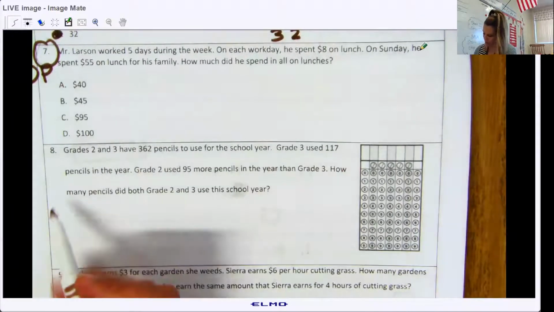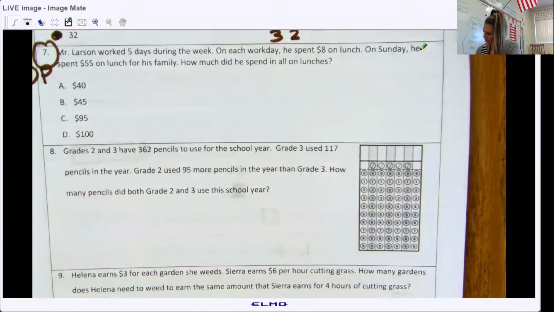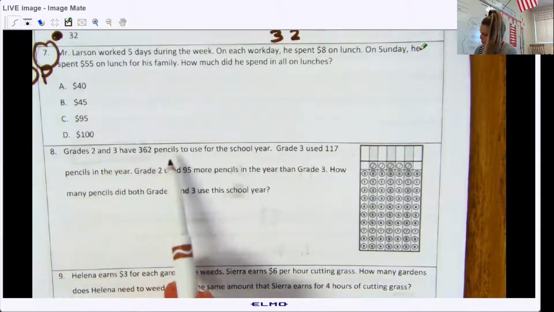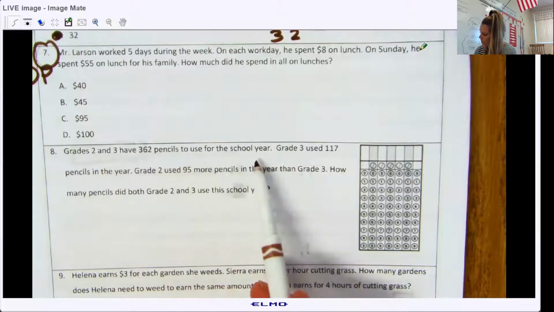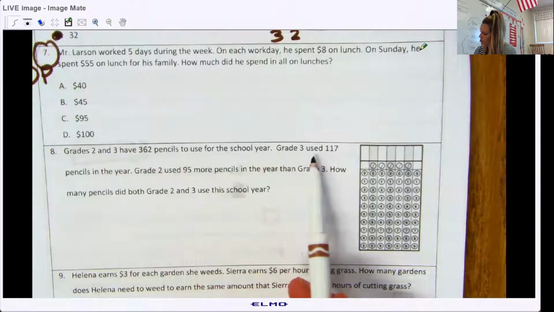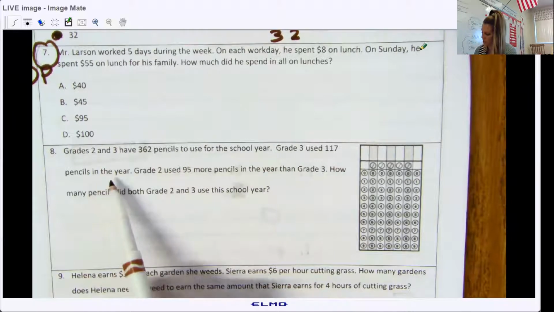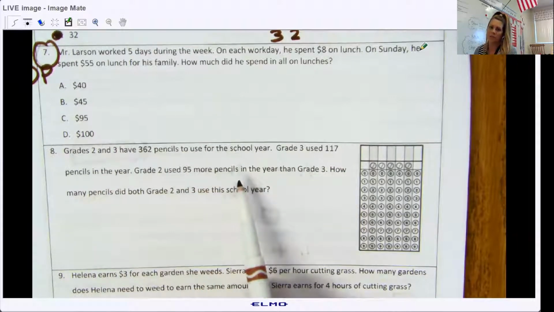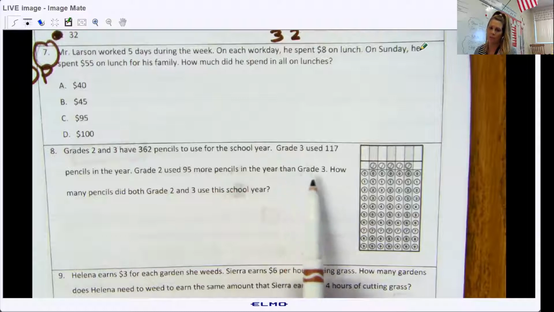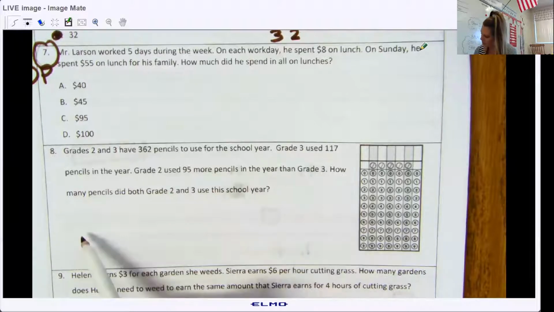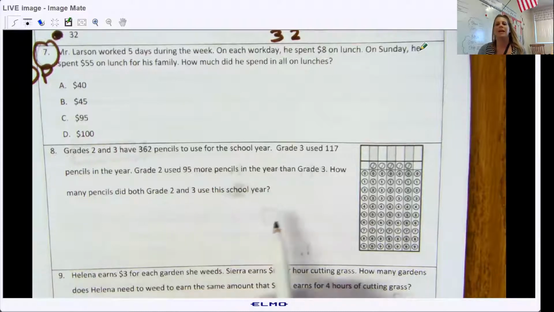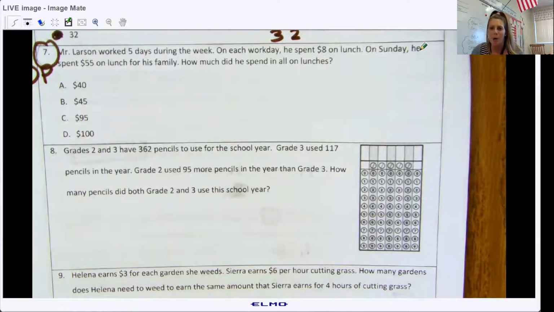All right, let's look at number 8. Grade 2 and grade 3 have 362 pencils to use for the school year. Grade 3 used 117 pencils in the year. Grade 2 used 95 more pencils in the year than 3rd grade. How many pencils did both grade 2 and 3 use this school year? Go ahead and pause it and solve it.